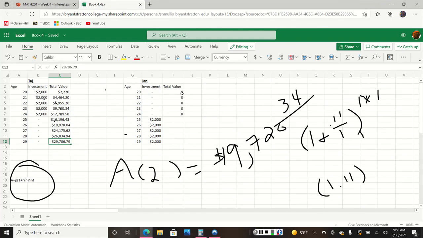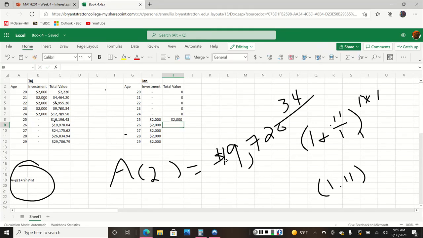Jan didn't start investing until she turned 25. So the fact that she started investing at 25, there's nothing that accumulated from that $2,000 investment because she started off with zero and there was nothing to add on. So at the end of 25 years old, Jan has $2,000.